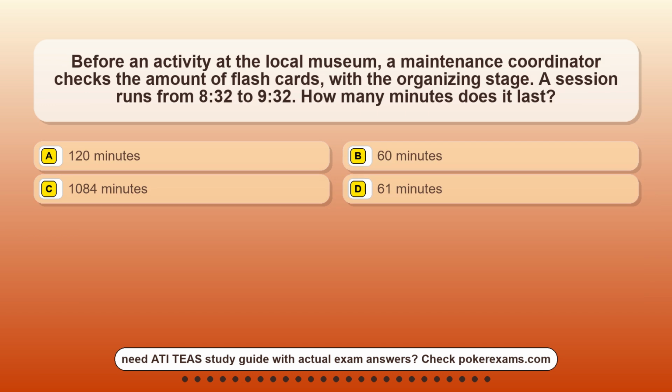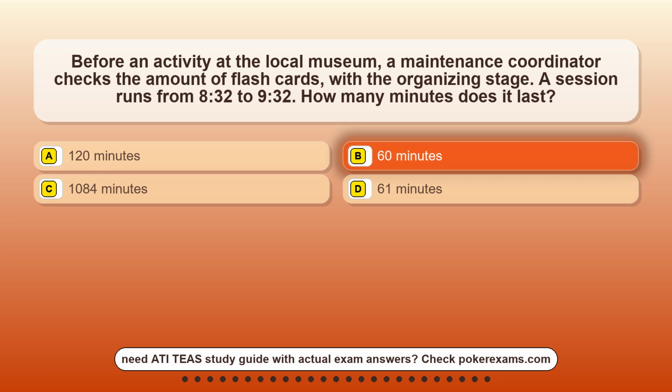Before an activity at the local museum, a maintenance coordinator checks the amount of flashcards, with the organizing stage. A session runs from 8:32 to 9:32. How many minutes does it last? Option A, 120 minutes. Option B, 60 minutes. Option C, 1084 minutes. Option D, 61 minutes. The correct answer is option B, 60 minutes.